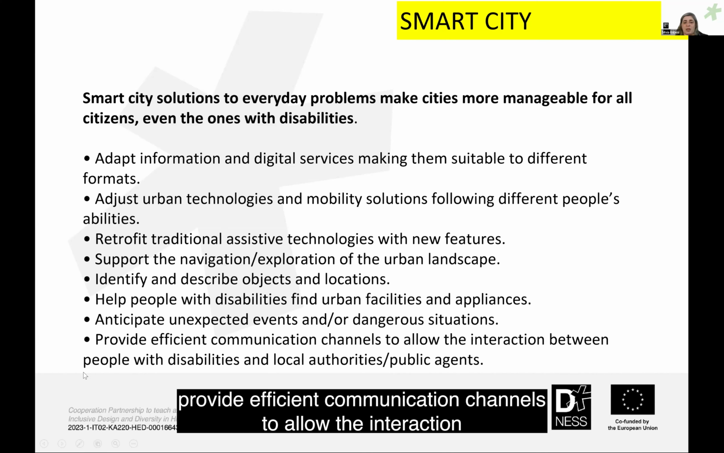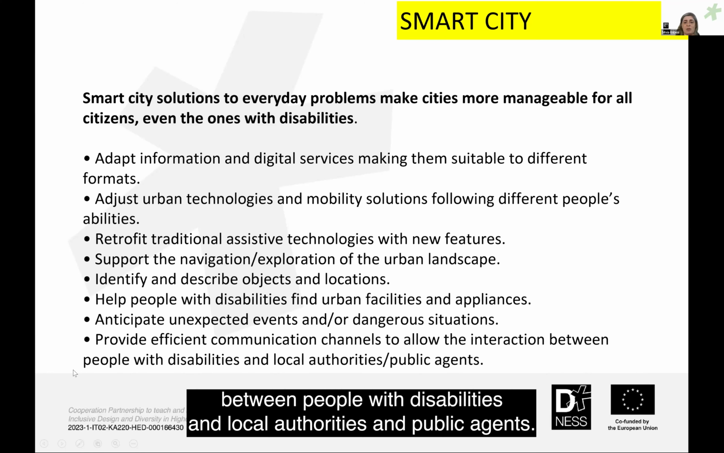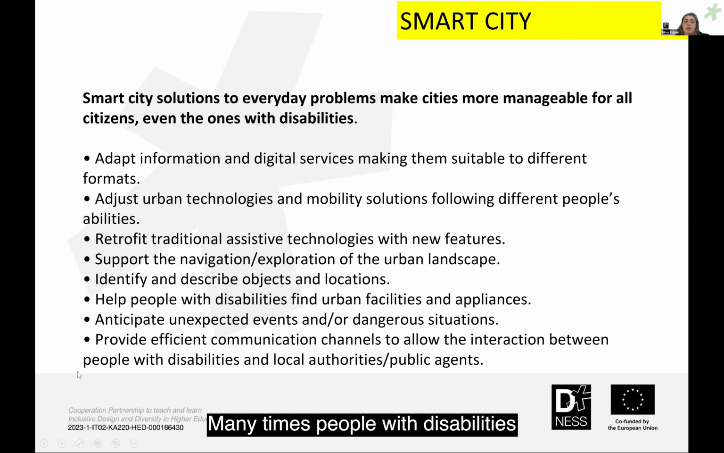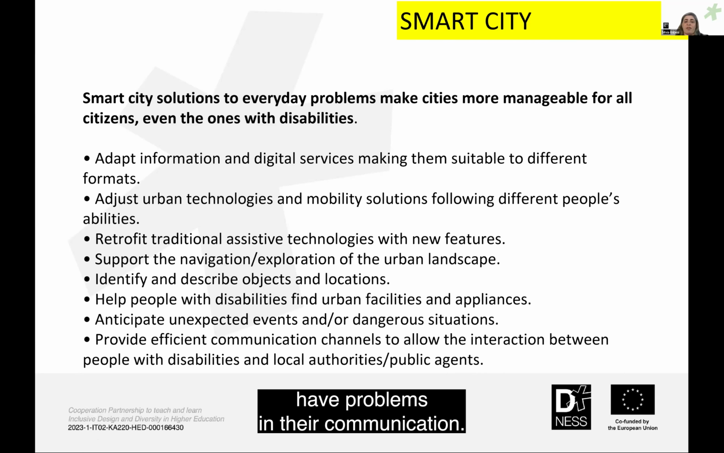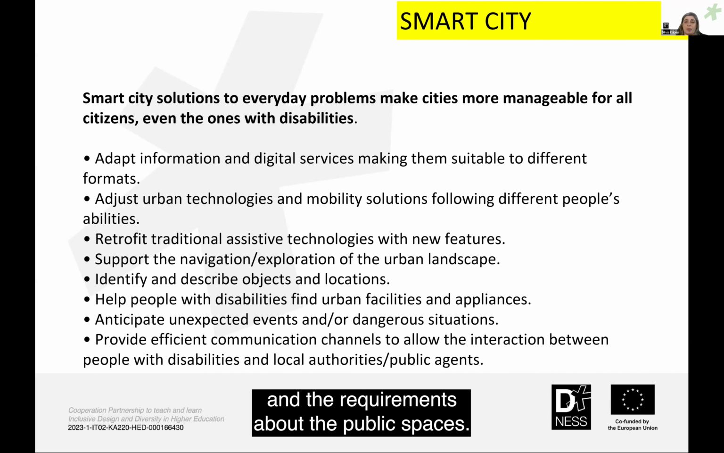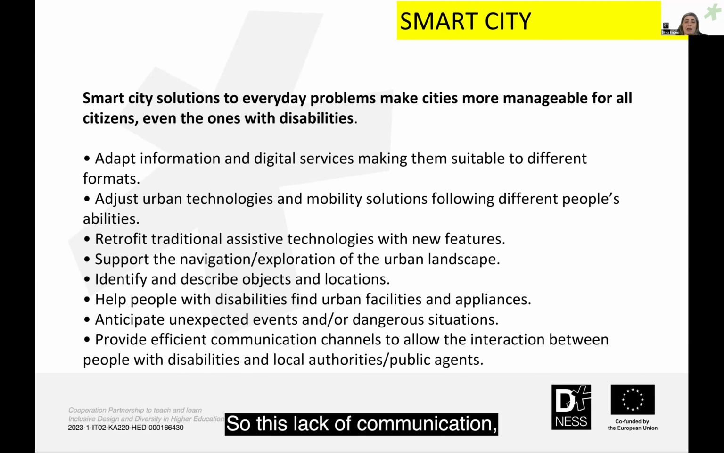Provide efficient communication channels to allow the interaction between people with disabilities and local authorities and public agents. Many times people with disabilities have problems in their communication, most of all in communicating what their needs and requirements are about the public spaces. So this lack of communication translates into a lack of solutions that are centered on them.